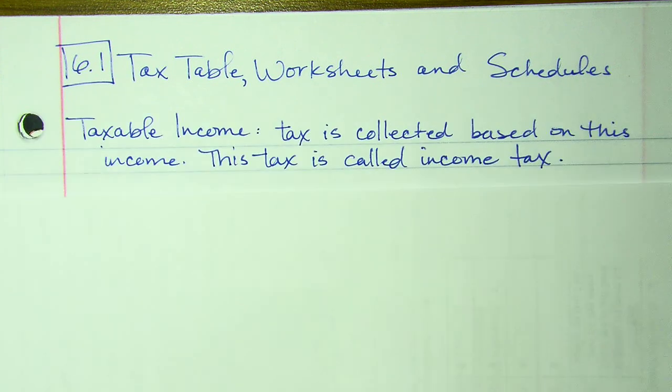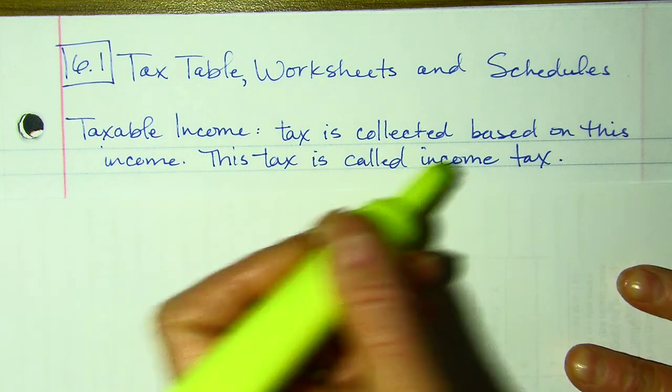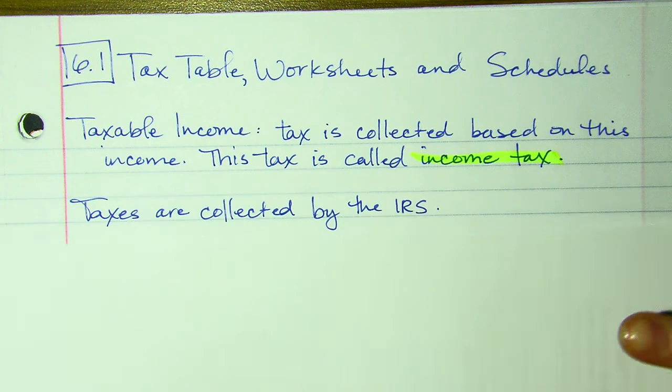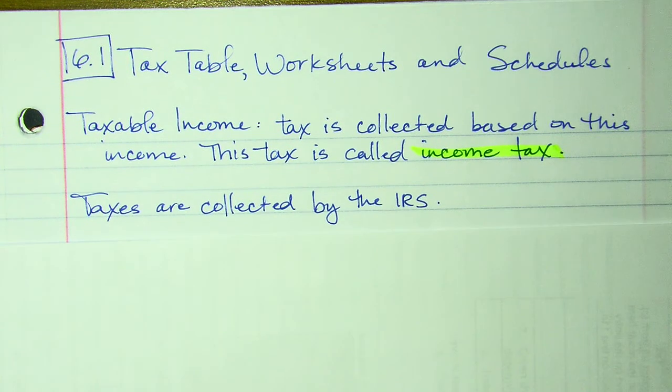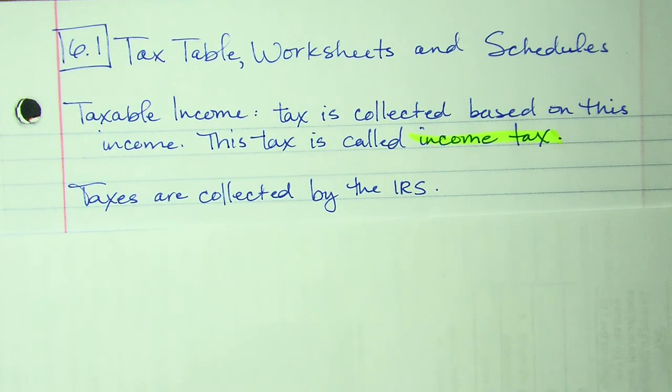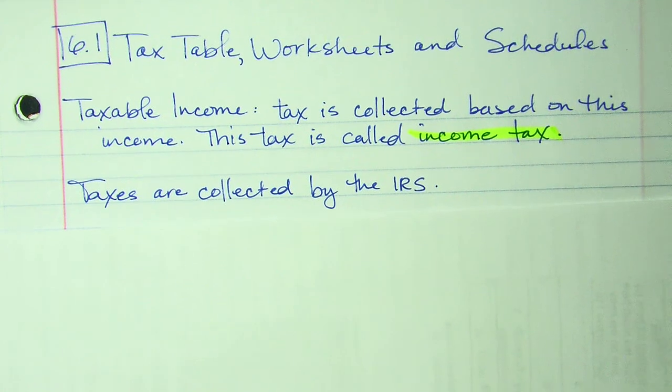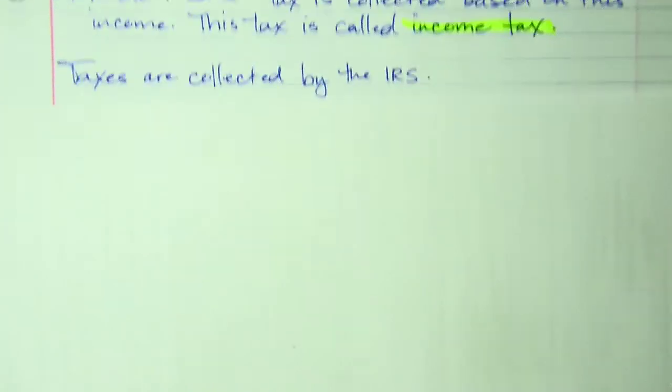So taxable income is what you are taxed on by the government. Some things aren't taxable, like child support. If you collect child support, you aren't taxed on that money. It's tax-free. So taxable income focuses on the money you are taxed on, and this tax is called income tax. I'm sure you've heard of the IRS. They are the people that collect these forms and determine how much you owe.